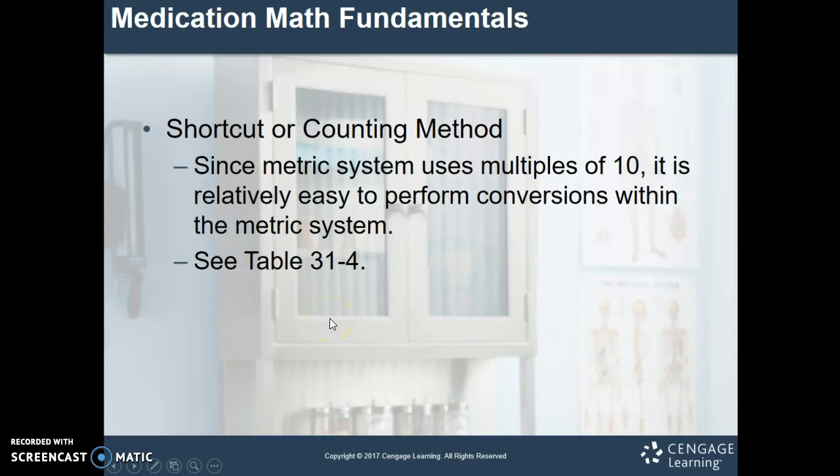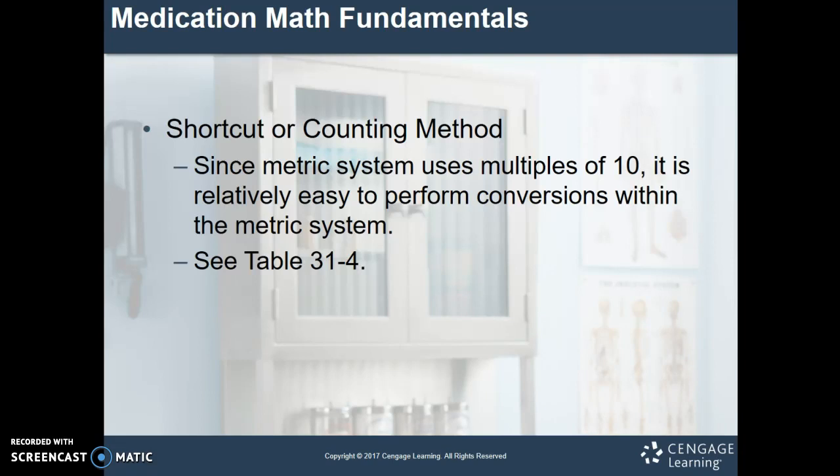The next method is the shortcut or counting method. Since the metric system uses multiples of 10, it is relatively easy to perform conversions within the metric system because all you are doing is moving the decimal point to a specific number of places to the right or left. So this is where table 31-4 comes in. It illustrates the common metric units used in healthcare and their values in descending order. The bottom row of the table has a counting section with arrows, and the arrows point to the metric unit that each arrow represents.